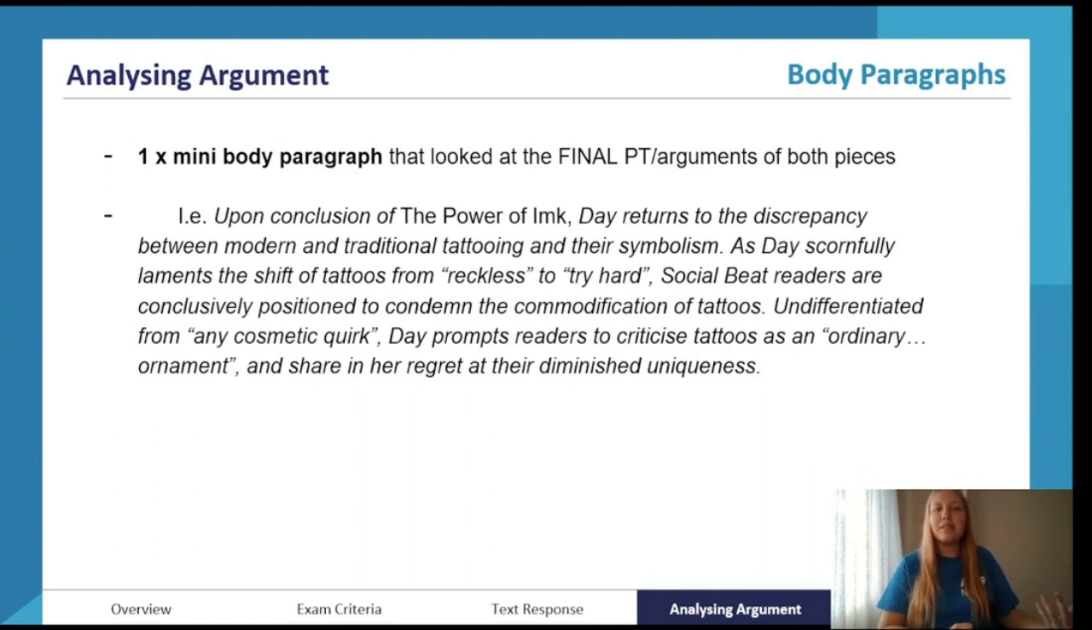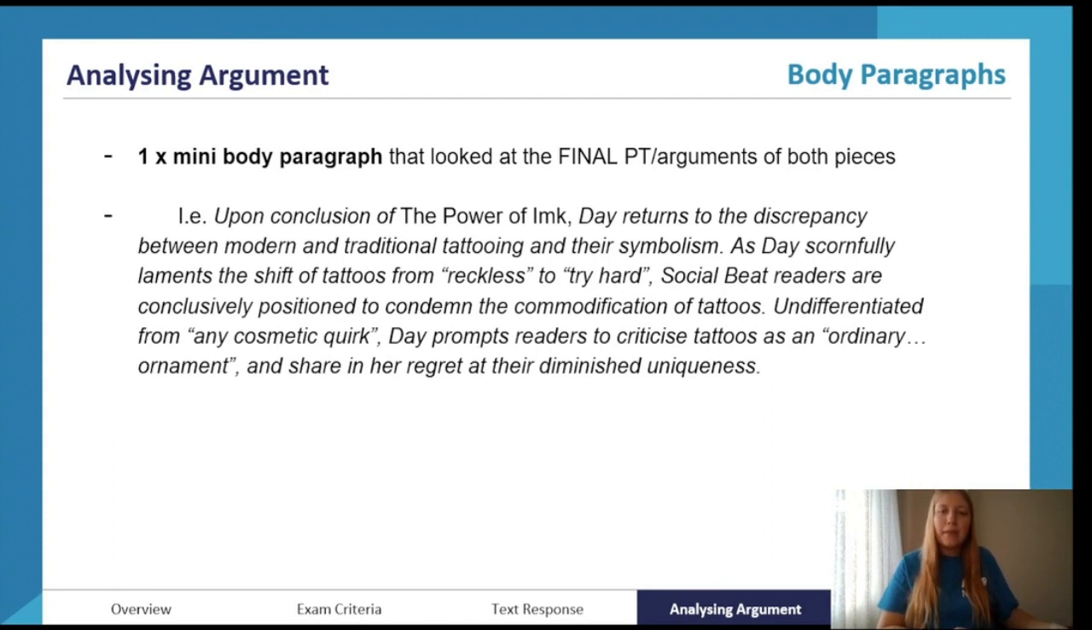Then we want 1 mini body paragraph that looks at the final arguments of both pieces. For example, upon conclusion of The Power of Ink, Day returns to the discrepancy between modern and traditional tattooing and their symbolism. As they scornfully lament the shift of tattoos from reckless to try-hard, social beat readers are conclusively positioned to condemn the commodification of tattoos. Undifferentiated from any cosmetic quirk, Day prompts readers to criticize tattoos as an ordinary ornament and share in their regret at their diminished uniqueness.